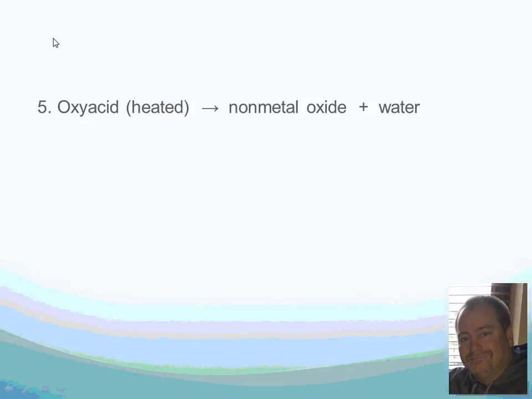So number 5 is an oxyacid heated. It will give me a non-metal oxide and water. Have you noticed, folks, that these are just the flip of the combinations? Okay? So, what's an oxyacid? Number 1, it begins with H, correct? Then it has oxygen paired with some other non-metal. Well, the first one we're going to do is carbonic acid.